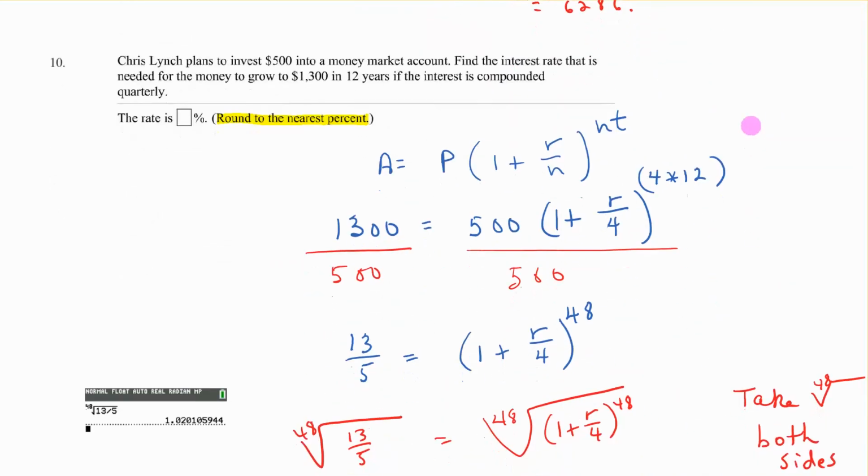All right, Chris Lynch plans to invest $500 into a money market account. Find the interest rate that's needed for the money to grow to $1,300 in 12 years if the interest is compounded quarterly. So we're not trying to find out how much money, we're trying to find out what's the interest rate we need to get to that amount of money. So here's your basic formula. We're going to plug in $1,300 for the amount that we want to end up with, $500 for the principal, 1 plus r we don't know, quarterly, so 4 goes there, 4 goes there, and 12 is the time.